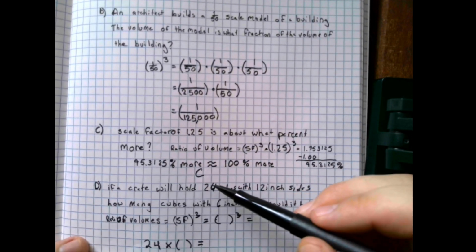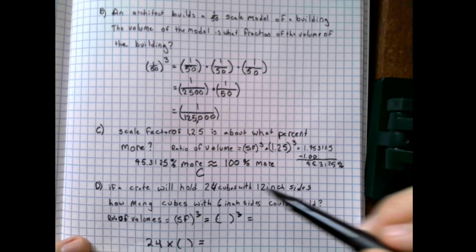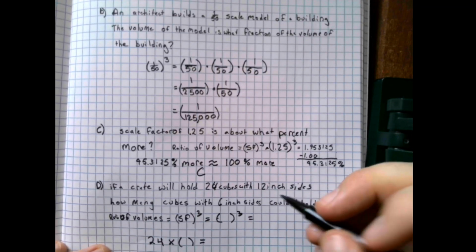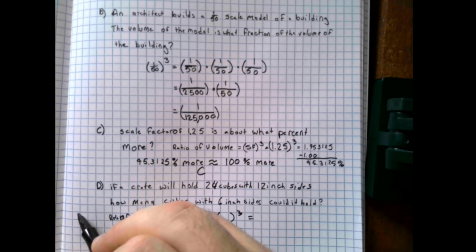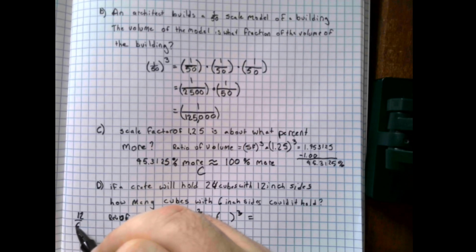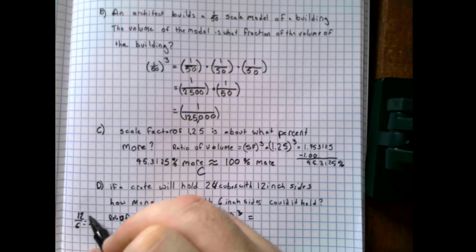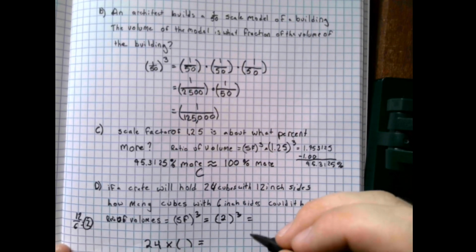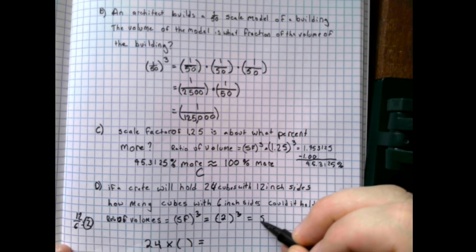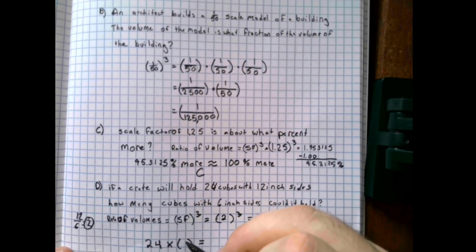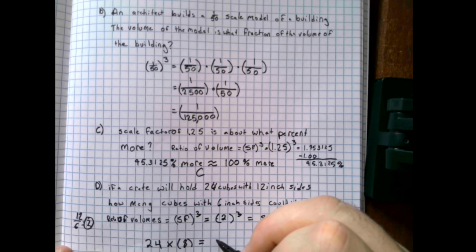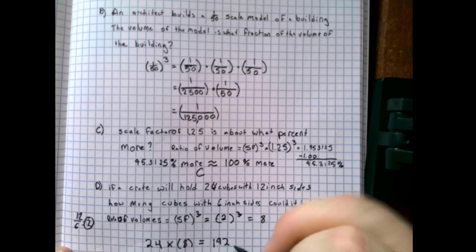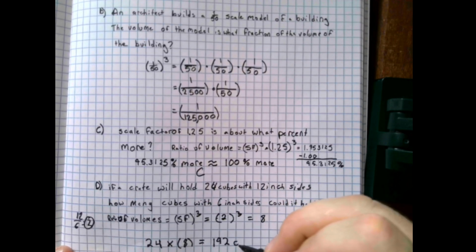If a crate will hold 24 cubes with 12-inch sides, how many cubes with 6-inch sides could it hold? Well, if we put 12 over 6, that's a scale factor of 2. So we'll do 2 to the power of 3. 2 to the power of 3 is 8, and then we will do 24 times 8. 24 times 8 is 192, which means it will fit 192 cubes.